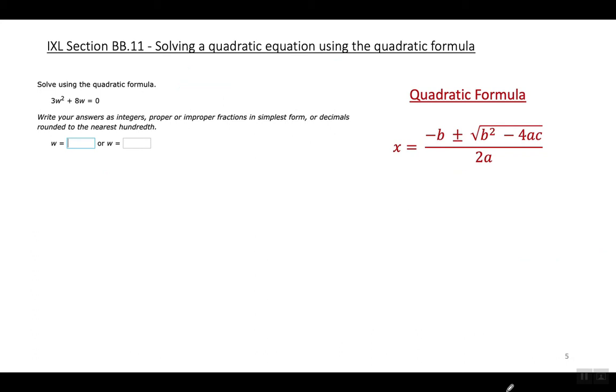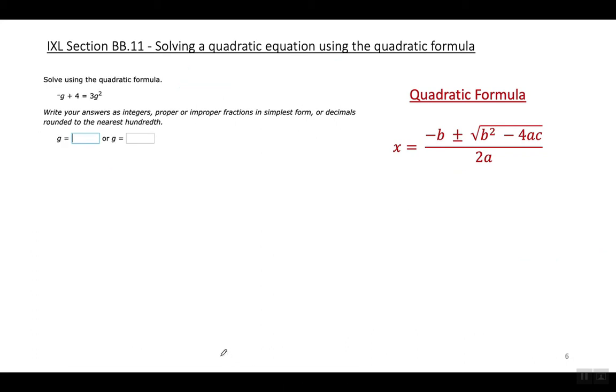Okay, two more examples, guys. So on this example, the main thing I want you to see is that before we begin, you have to arrange it correctly so that it's in the correct form, okay? And there's two different ways to do it, but both ways give you the same answer.